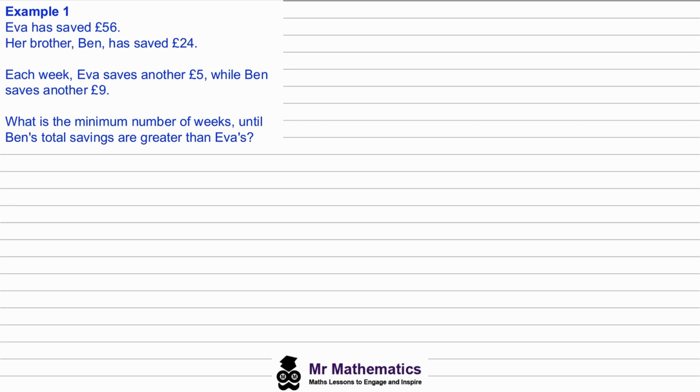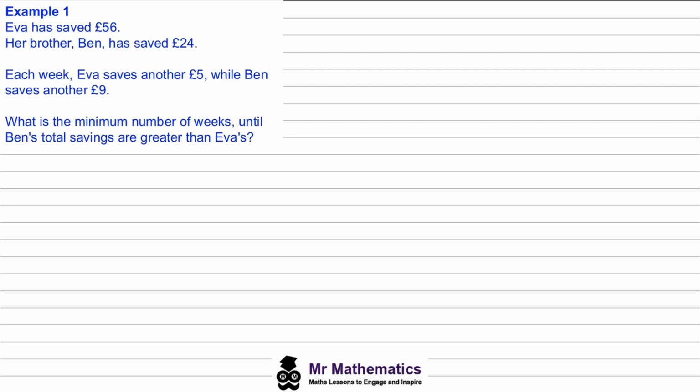So in example 1, we're told that Eva has saved £56 and her brother Ben has saved £24. Each week, Eva saves another £5, while Ben saves another £9. We need to work out the minimum number of weeks until Ben's total savings are greater than Eva's.